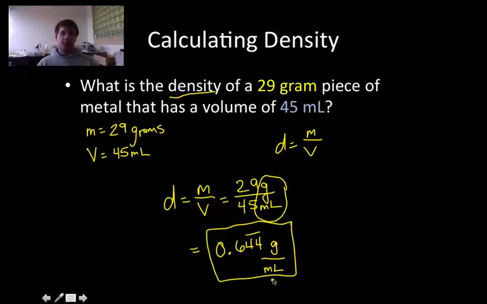Remember that I'd said earlier that we could measure volume in either milliliters or centimeters cubed. And so if you were doing another problem where you happen to have a volume in centimeters cubed, remember we said they're the same thing. So you could also say that this is 0.644 grams per centimeter cubed, and you'd still be fine.